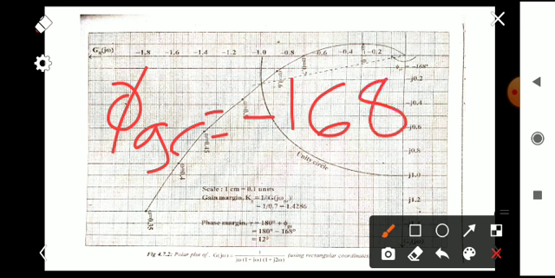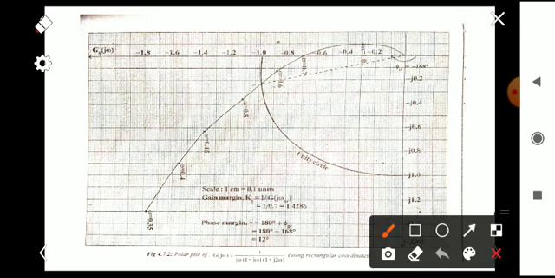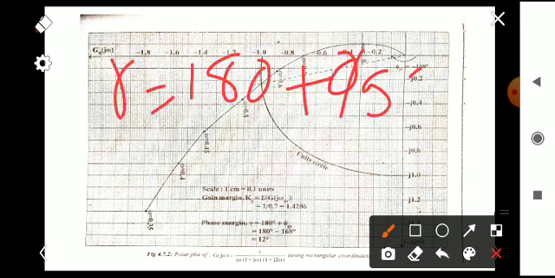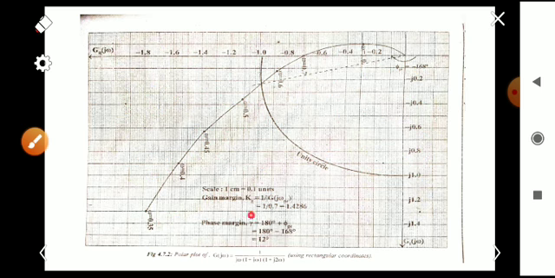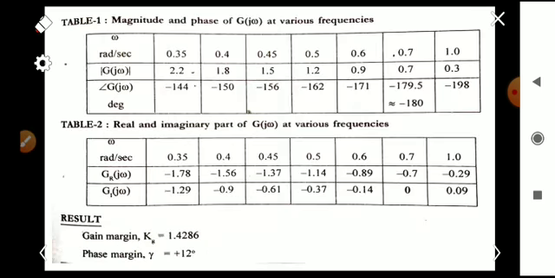You can use the protractor to measure the angle. Here the angle is measured in the clockwise direction, that's why we are taking it as negative. So phi gc will be minus 168. We know that gamma will be 180 plus phi gc, so 180 minus 168, which is equal to 12 degrees. So 12 degrees is the corresponding phase margin. So the gain margin Kg is 1.4286 and the phase margin gamma is equal to plus 12 degrees.